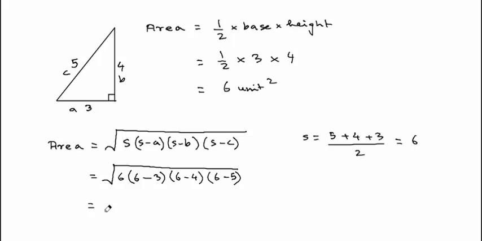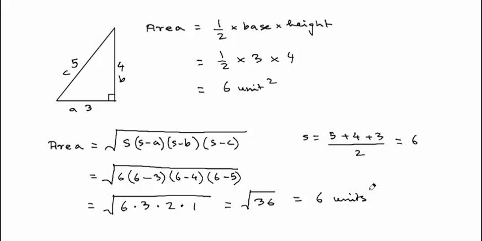Let's simplify. Square root of 6 times 6 minus 3 is 3, 6 minus 4 is 2, and 6 minus 5 is 1. So that's square root of 6 times 3 is 18, 18 times 2 is 36, times 1 is 36. And that's 6 square units. So no matter which formula you apply, you get the same answer. The area of the triangle remains the same.